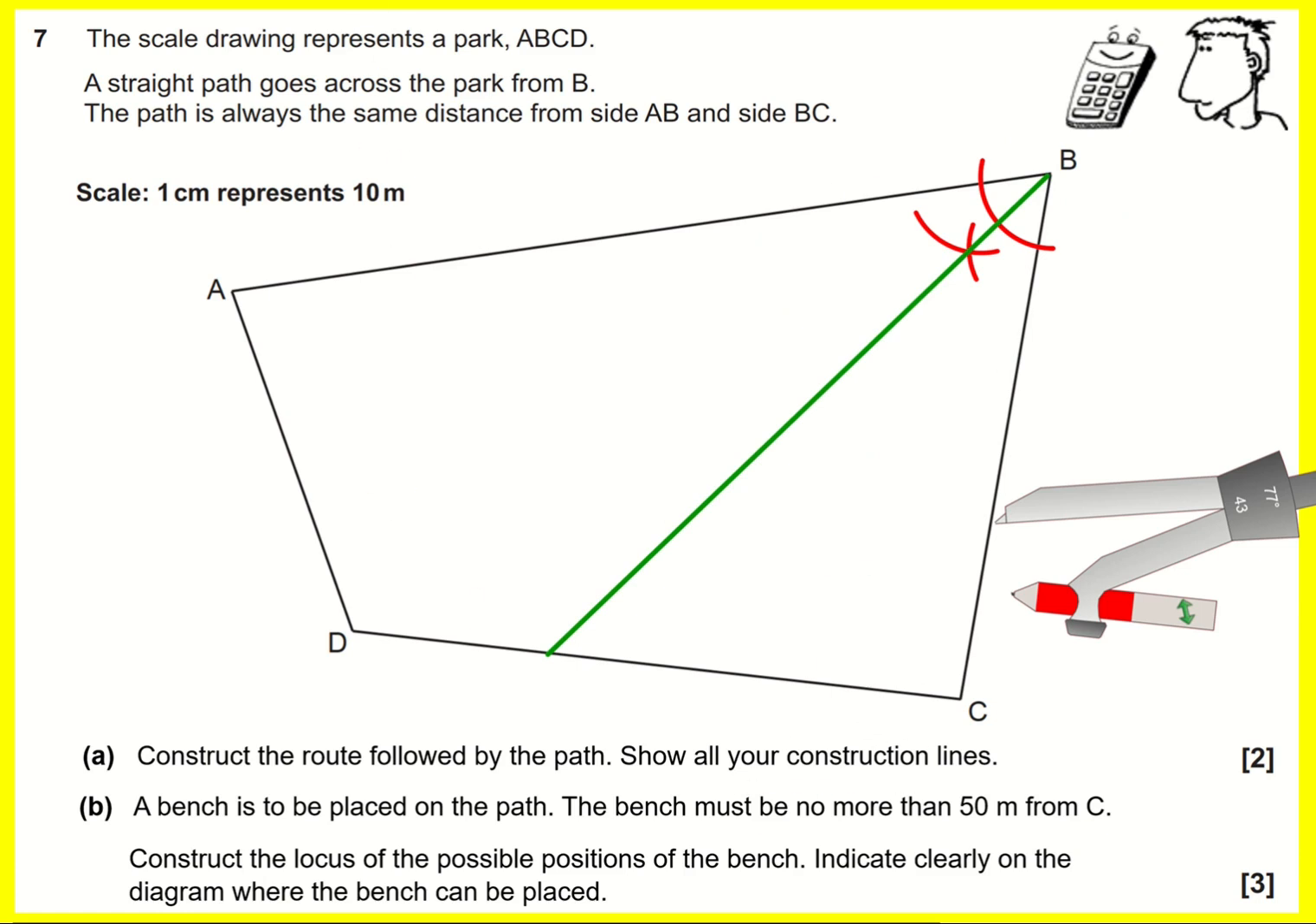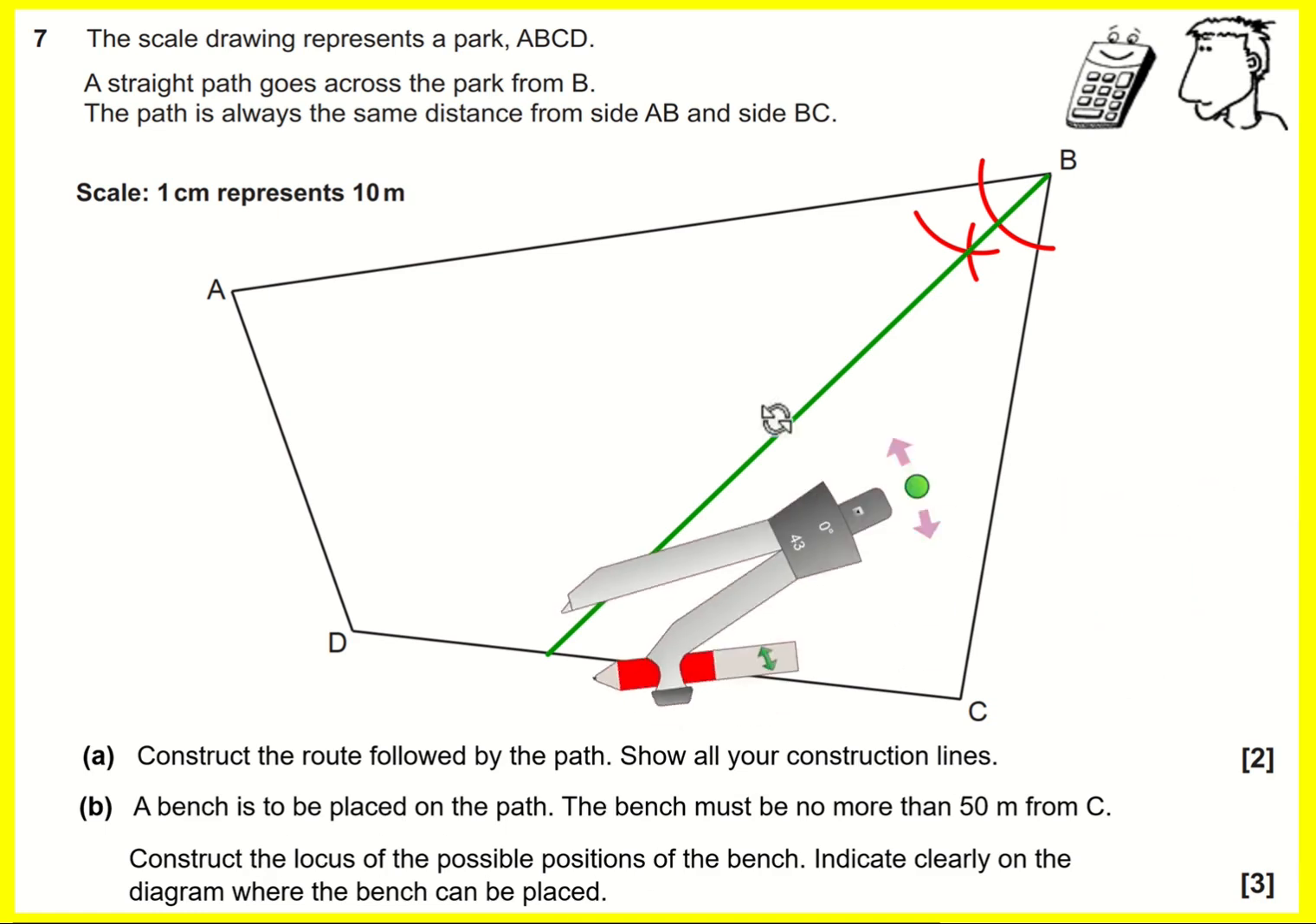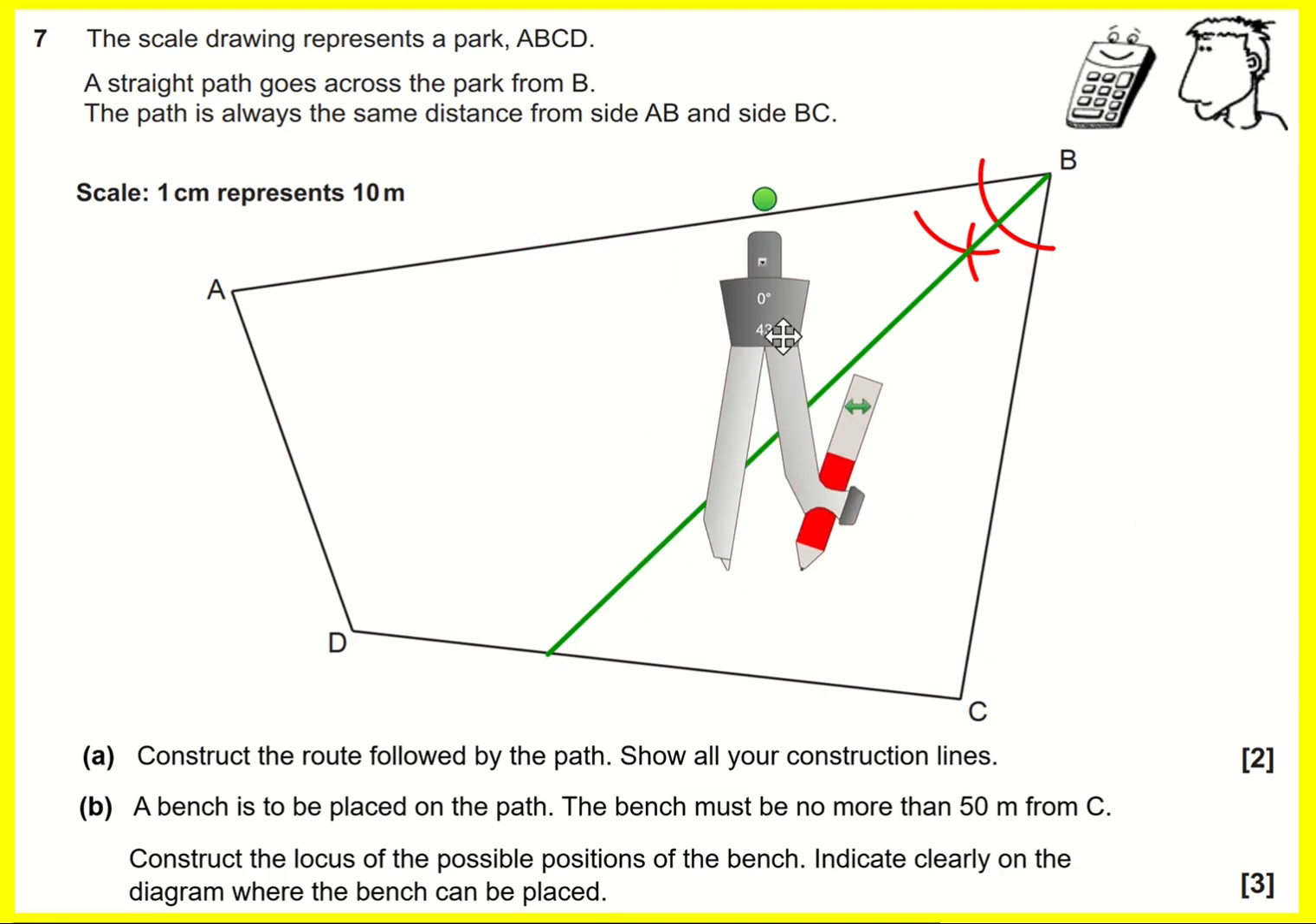We're then told that a bench is placed on the path, and it must be no more than 50 meters from C. Construct the locus of the possible positions of the bench. Indicate clearly where the bench can be placed. Well, for this, we're going to need to use the scale drawing aspect.